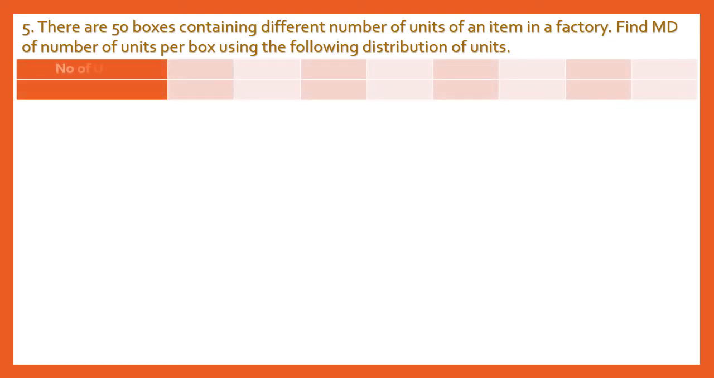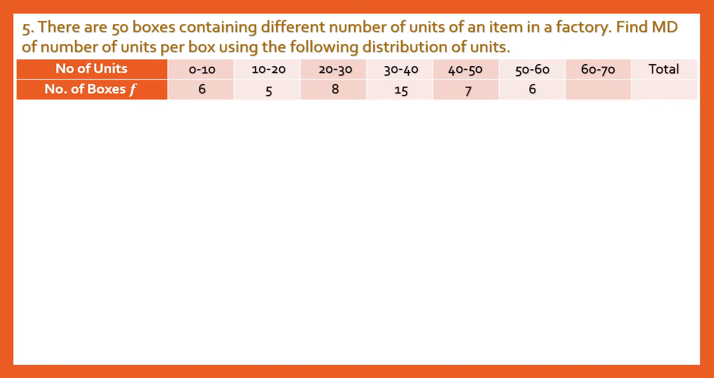Now the variable given is the number of units and the frequency f is the number of boxes. The variable is given as equal classes of 0 to 10, 10 to 20, 20 to 30, 30 to 40, 40 to 50, 50 to 60, 60 to 70. And the frequencies are 6, 5, 8, 15, 7, 6 and 3. The total frequency is 50 here. Actually, in the question itself it was given that there are 50 boxes, so 50 is the frequency total.